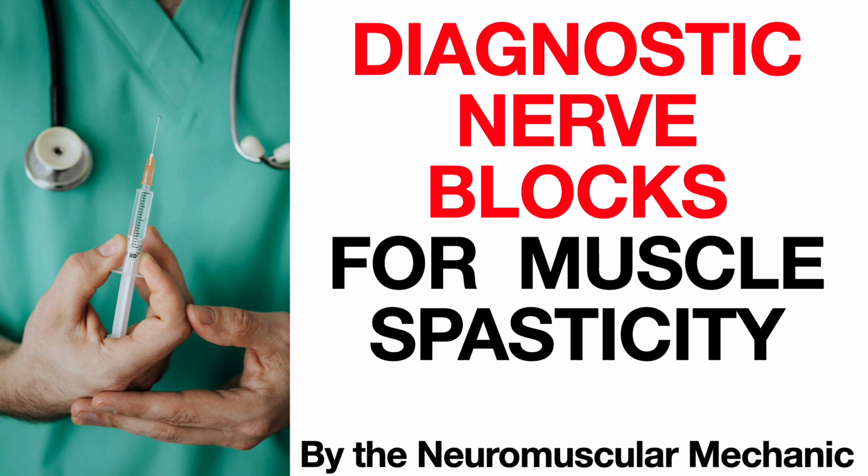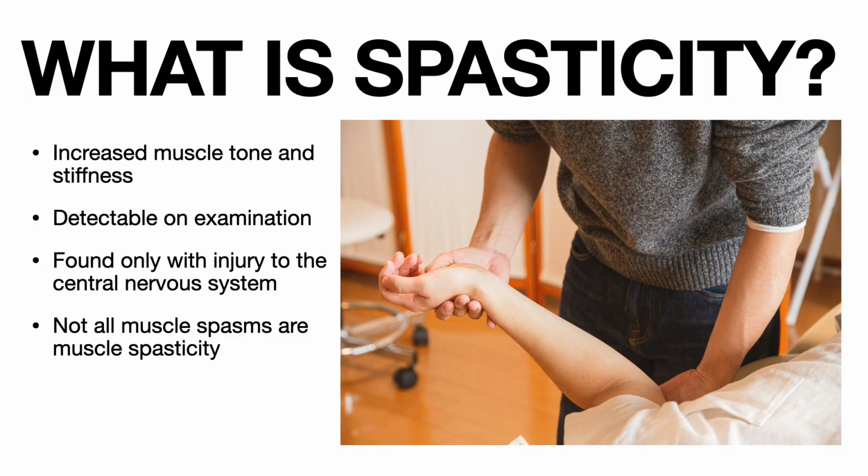Before we discuss the blocks, it's very important to know what muscle spasticity is. Muscle spasticity is a condition characterized by increased muscle tone and stiffness, and it can result in abnormal joint positioning and movement. Understandably, that can affect important tasks and functions such as walking and dressing. It's something that's detectable on examination. As a clinician, we can bring it out with rapid movement or stretching of a limb.